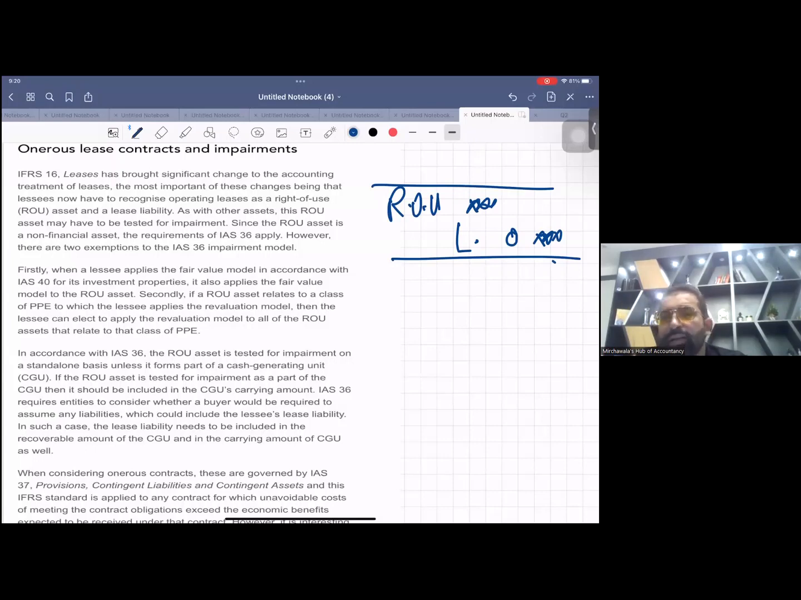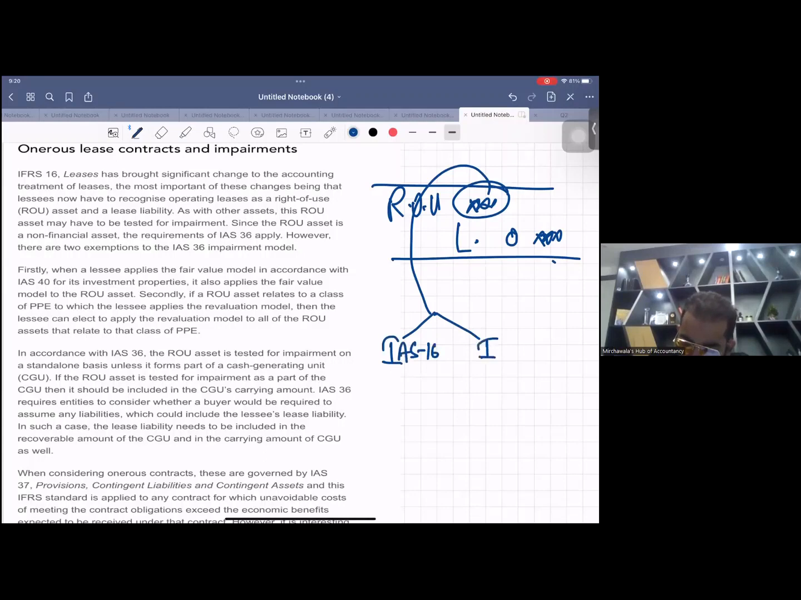Please concentrate here. According to IFRS 16, we make this entry: ROU debit and lease obligation credit. Now, on this debit side, ROU, you can apply IAS 16, and sometimes you apply IAS 40, investment property. On this debit side, you can apply IAS 16 and sometimes IAS 40. Let me explain how.